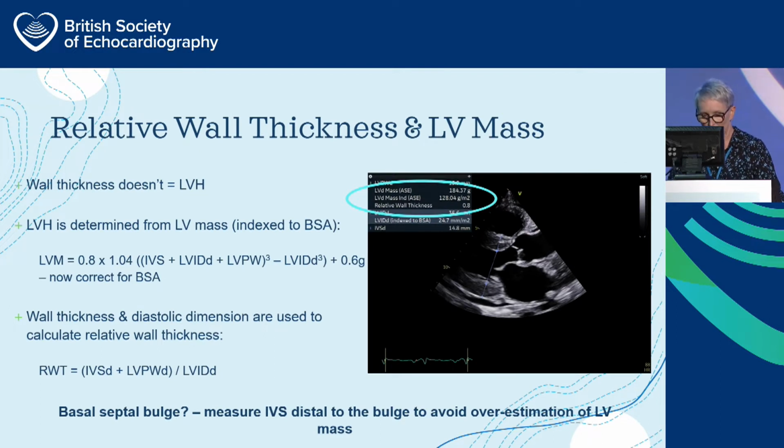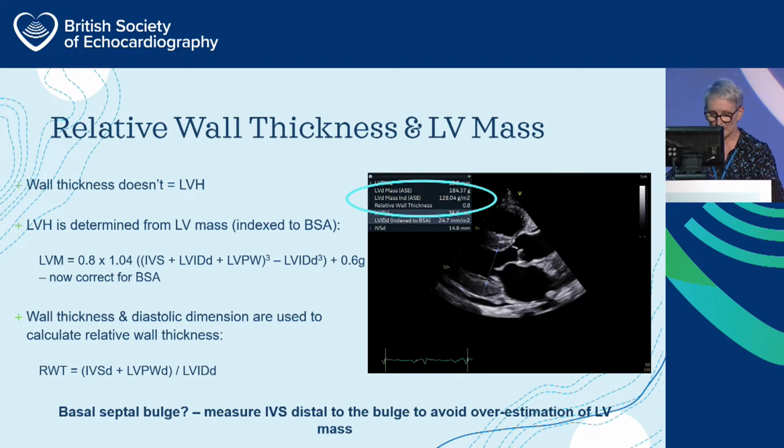So let's think about some of the values which are derived from our dimension measurements, in particular our wall thickness measurements. So we can think about relative wall thickness and LV mass. And it's important to remember that simply having increased wall thicknesses doesn't define your patient as having left ventricular hypertrophy. Instead, this is determined by having an abnormal indexed LV mass.